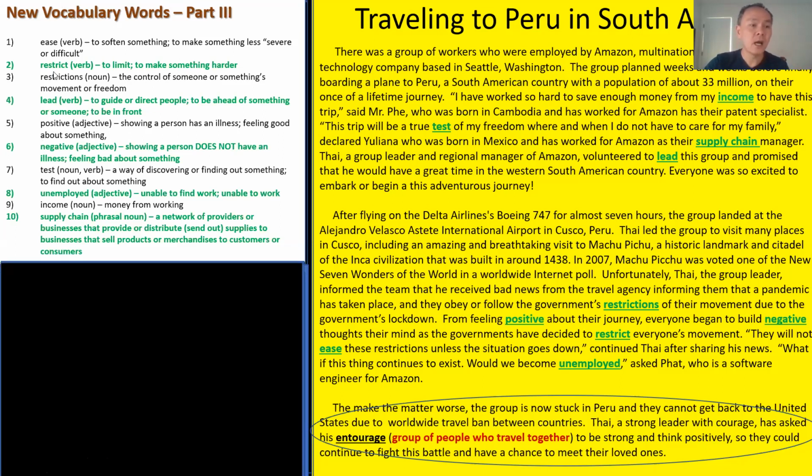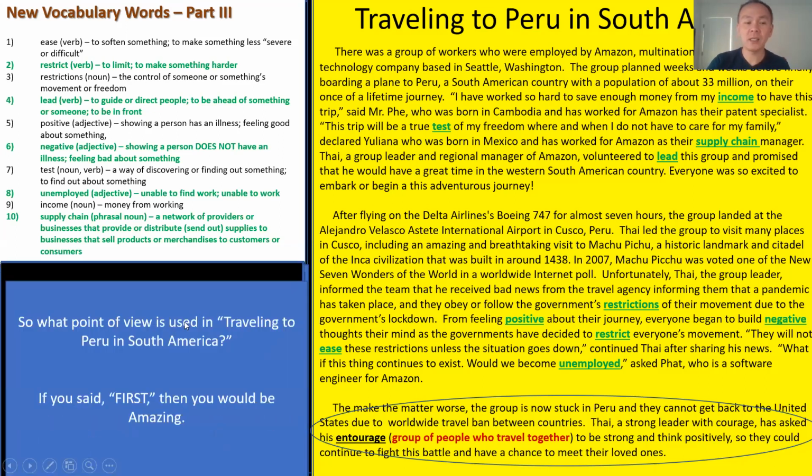So again, I want to go back to these words that we were talking about. Ease, restrict, lead, positive, negative, test, unemployed, supply chain. So if you understood these words and understand how to use them in everyday situations, then congratulations, and continue to use them. If you don't use these words, you will forget, okay?